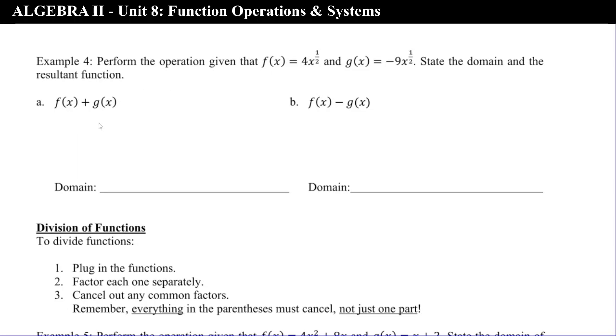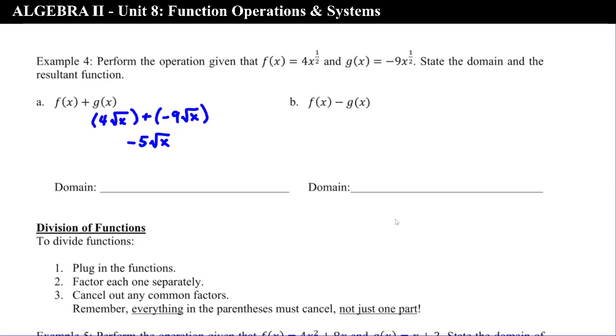So we have f(x), which is 4 square root of x, plus g(x), which is negative 9 square root of x. Well, you can add those fairly easily. You have 4 plus negative 9, that's 4 minus 9, which gives us negative 5 square root of x. So that's our resultant function.